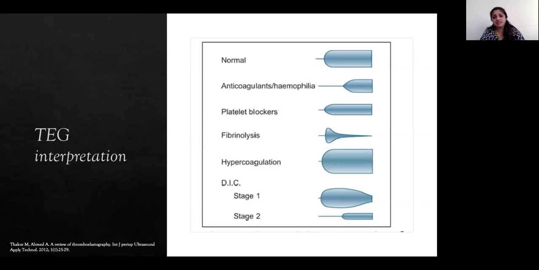And when you have DIC, you can see that you clot really fast, and it does reach the level that it should, but then it starts breaking down really fast. So it's very haywire. And stage 2 DIC is really not something you want to see, because that's when it's all out of your control, really.